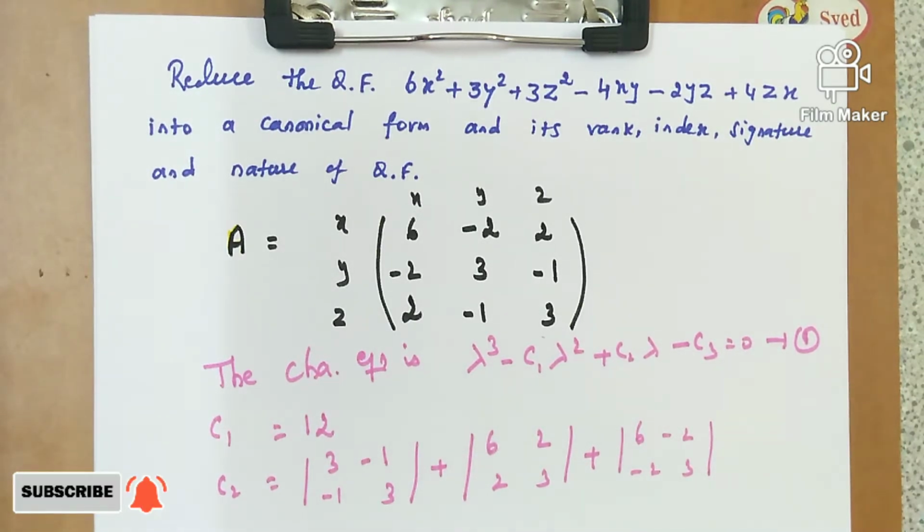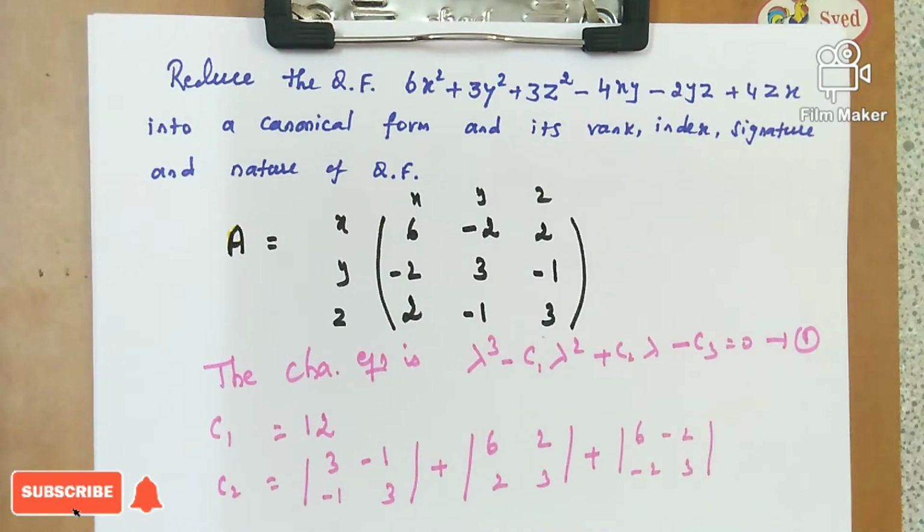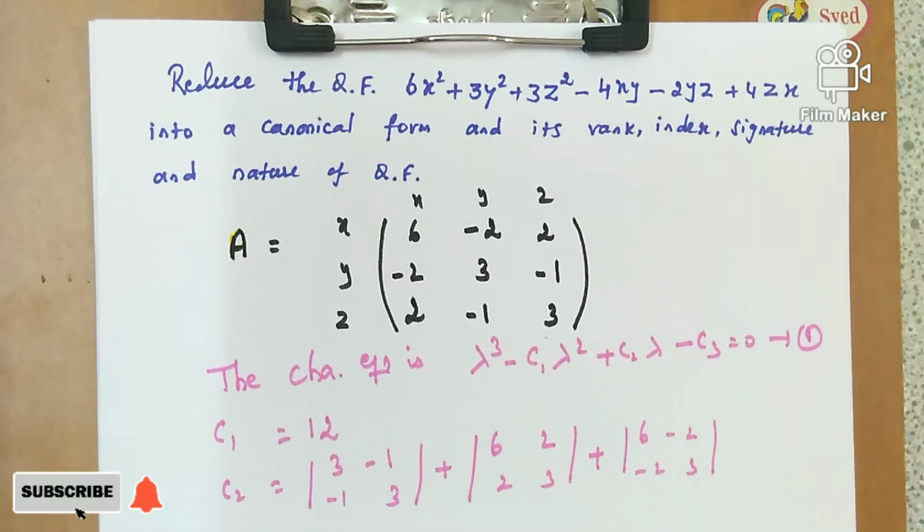So now, from equation 1 we have the characteristic equation: lambda cube minus 12 lambda square, c2 is 36, so plus 36 lambda, minus c3 which is 32, equal to 0. So this is the characteristic equation of the given quadratic form. Now we have to solve this equation by synthetic division. 1, coefficient of lambda cube, coefficient of lambda square, coefficient of lambda and the constant term. Always for the synthetic division, the first place we have to make it 0. We have to check it for plus 1, minus 1, plus 2, minus 2 like that.